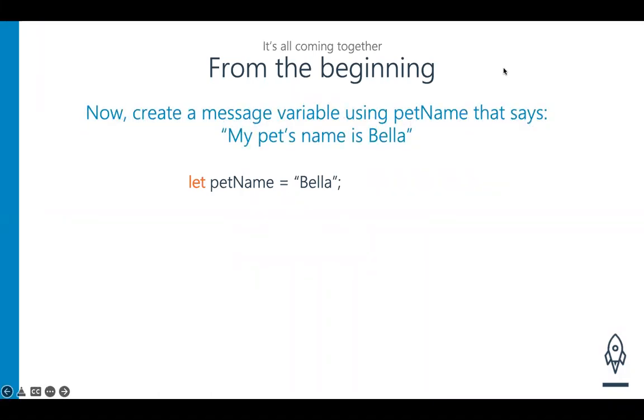How would I create a message variable using petName that says my pet's name is Bella? Let message. I'll take that.